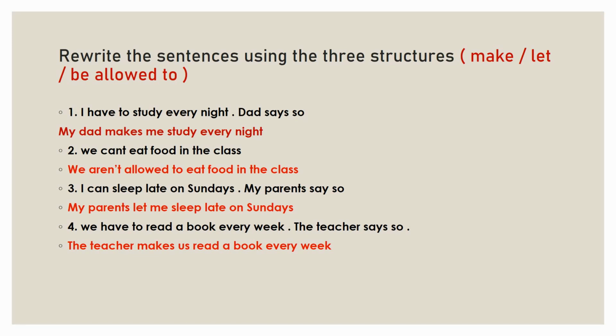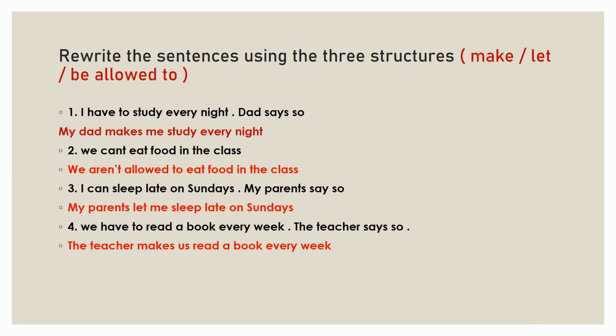So this sentence is an obligation and you must use make, not let, not be allowed to. So the sentence will be: my dad, here my dad is the subject, makes. Why makes? Because this sentence is in the present tense, and my dad is singular. So my dad makes me, make plus the object, which is me, plus the infinitive verb, which is study. So the sentence will be my dad makes me study every night.